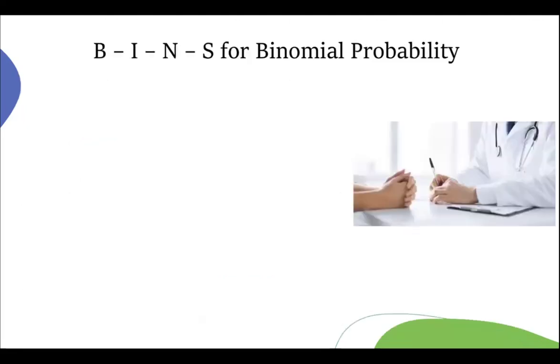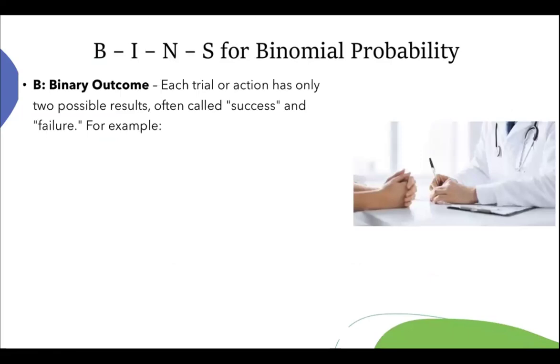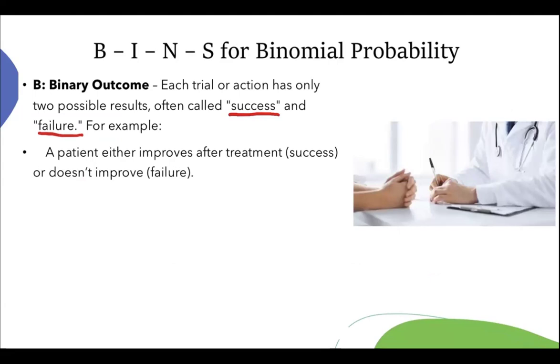First, B. B stands for binary outcome. Each trial or action has only 2 possible results, called the success and failure. So we have to ensure that when we're doing a problem, there are only 2 possible outcomes, success and failure. For example, a patient either improves after treatment, which is considered success, or doesn't improve, which is considered failure. So all binomial problems can be divided into this success and failure categorization.